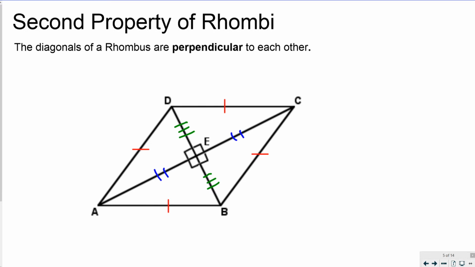The second property is that the diagonals are perpendicular to each other. As you can see in this rhombus, not only do the diagonals cut themselves into 2 equal halves, but where they intersect is a 90-degree angle. So all of these angles in here are 90 degrees.